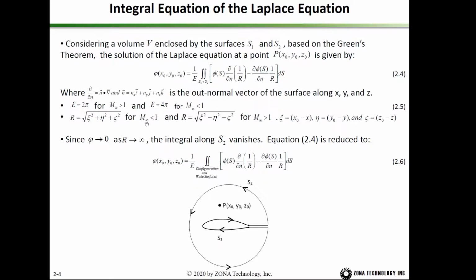The R for subsonic flow is a distance between x and x naught, y and y naught, z and z naught. However, for supersonic flow, this R represents a cone. So the solution only exists within the cone. If R goes to infinity, the velocity potential vanishes, so the integral along S2 vanishes. So we only need to solve this integral equation on the configuration and on the wake surface.